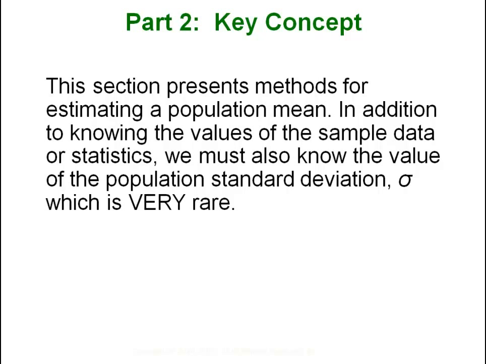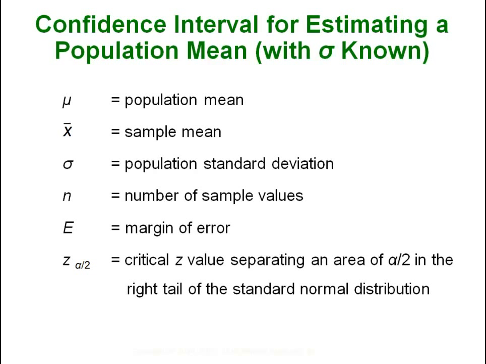Doesn't that seem kind of ridiculous? If we knew what the standard deviation of the population was, wouldn't we also probably know the mean? So this is a very rare case. You almost never know the standard deviation of your population without already knowing the mean. So this is more of a learning tool, and it does show up very rarely in the real world, but it is very, very rare.